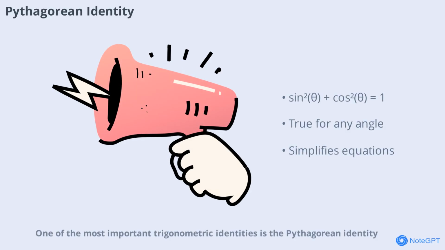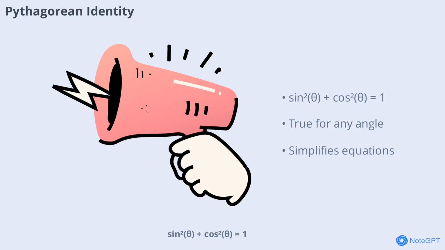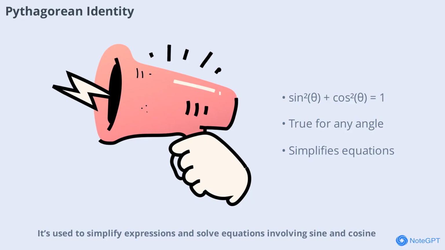One of the most important trigonometric identities is the Pythagorean identity: sin²θ + cos²θ = 1. This equation is true for any angle and is derived from the unit circle. It's used to simplify expressions and solve equations involving sine and cosine.